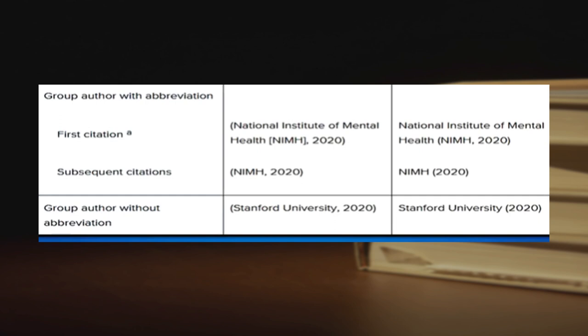If the author is an institution or group, then in the first citation the whole name should be used. For example, here it has been written National Institute of Mental Health, NIMH, 2020, and in subsequent citations you will write only the short form, that is NIMH 2020. If it is without abbreviation, then you can use Stanford University 2020. This is just an example.